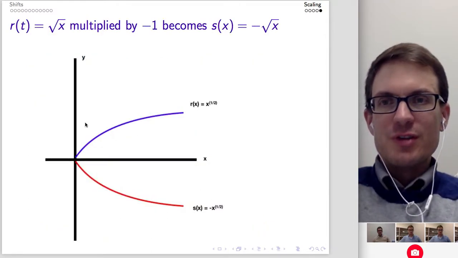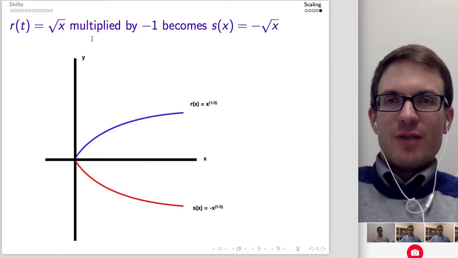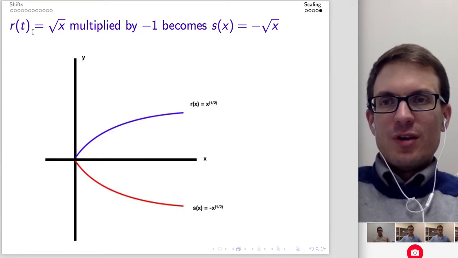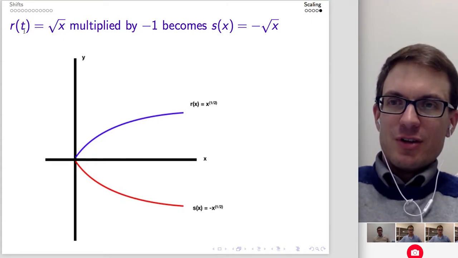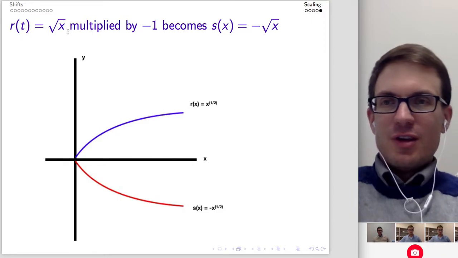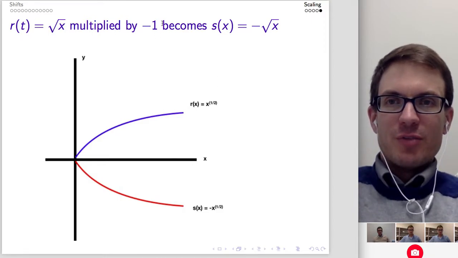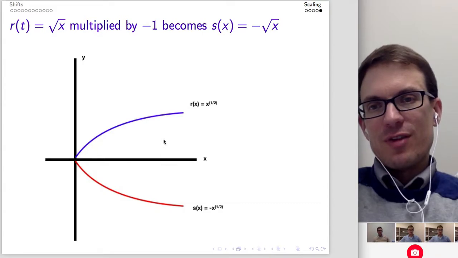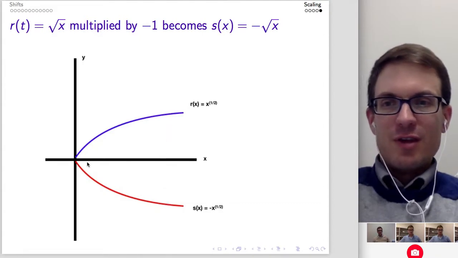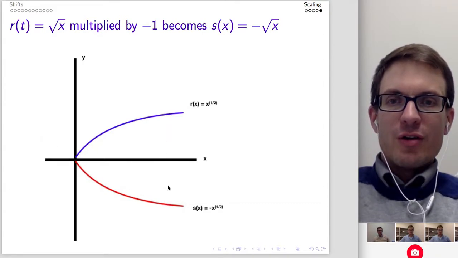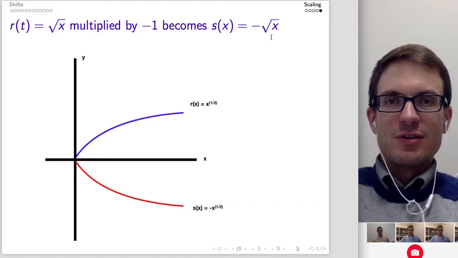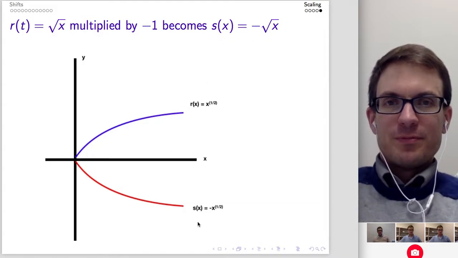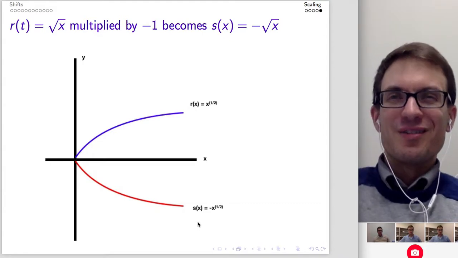All right, so here is R. Sorry, but this should be R of x is equal to the square root of x. Multiply that by minus 1. It's going to reflect everything. Anything that's positive becomes negative. So we get this sort of lower red curve. And that's going to be S of x. Right? Okay, very good. So let me know if you have questions.